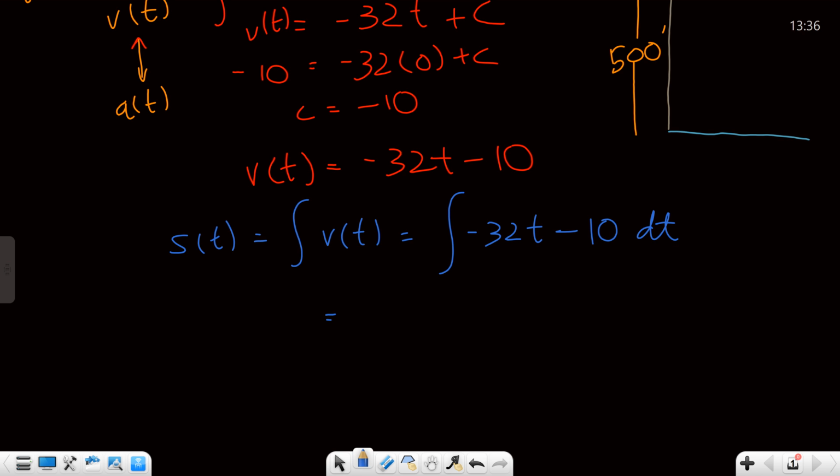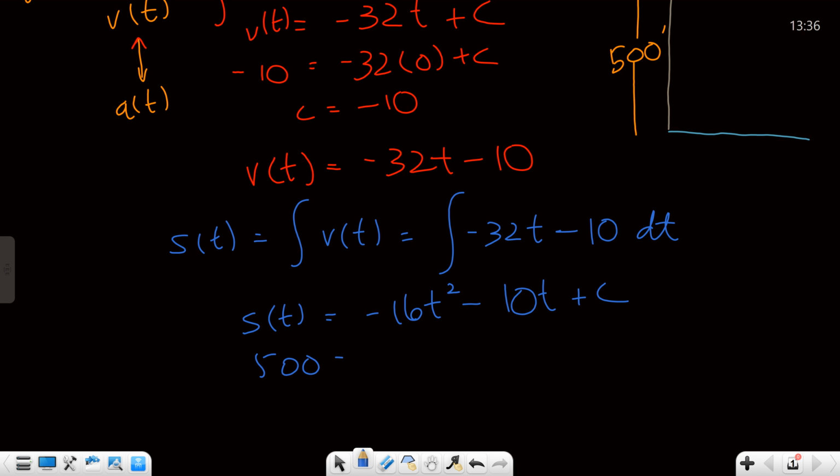What's the antiderivative of negative 32t minus 10? Negative 16t squared minus 10t plus c. Got to get rid of that crazy little c. What do I know? What's the position at t equals 0? Most of the time, by the way, you will use t equals 0. Sometimes not necessarily so. 500. We know that before I did anything, when t equals 0, I was 500 feet off the ground.